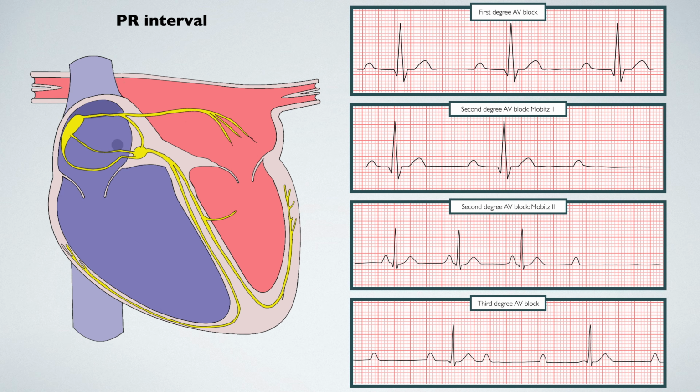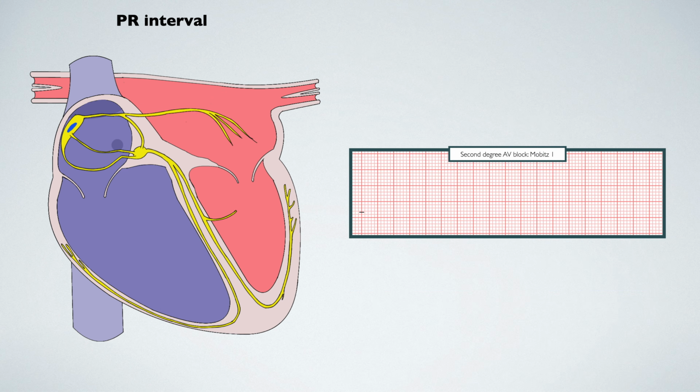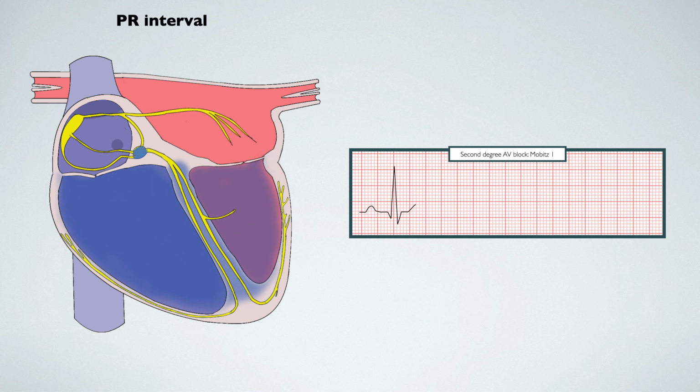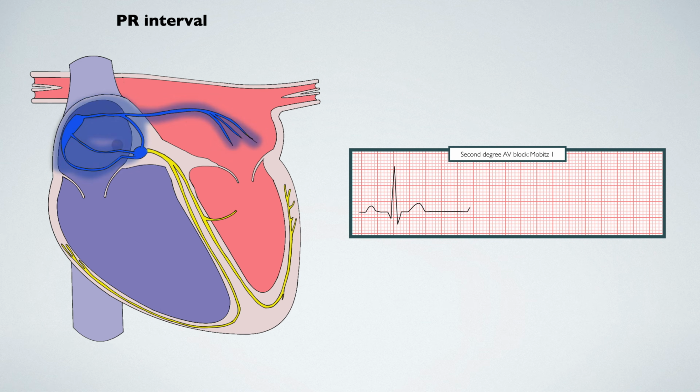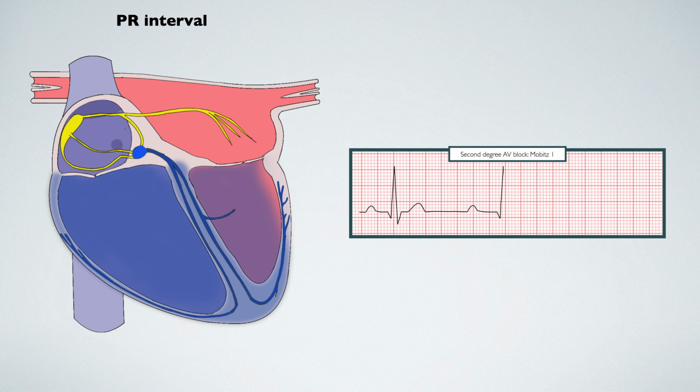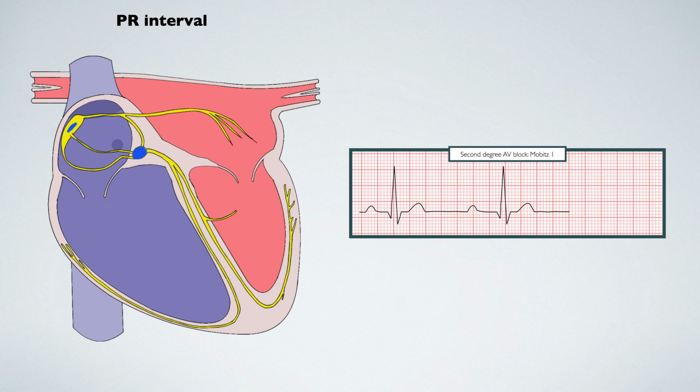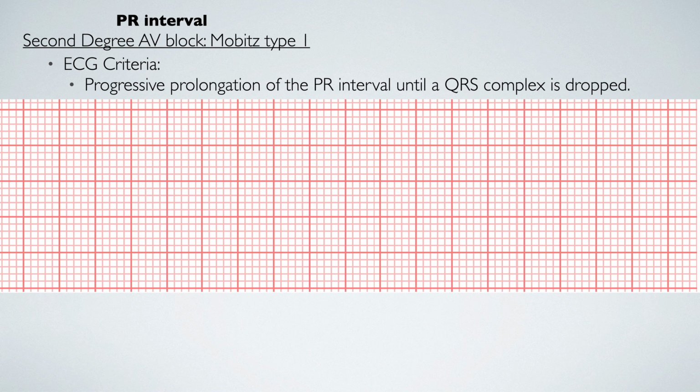Second degree heart block is divided into Mobitz type 1 and Mobitz type 2. Let's look at type 1 first. In this condition, the AV node cells become fatigued and are unable to repolarize quickly. As a result, the PR interval becomes progressively prolonged until the AV nodal cells are no longer able to conduct an impulse. This occurs because the AV node cells enter their absolute refractory period when the impulse is conducted from the atria. Let's take a closer look at the trace and do some analysis.